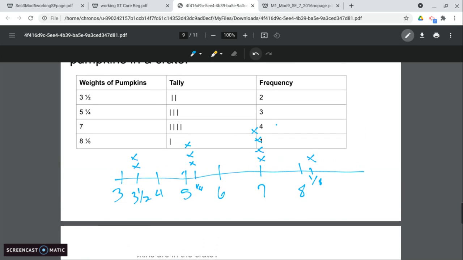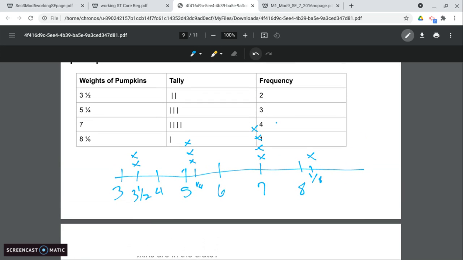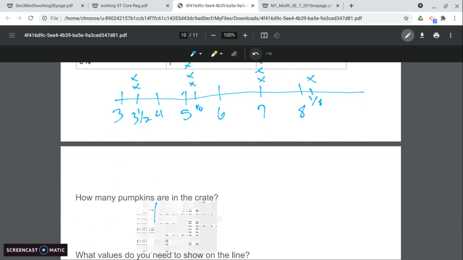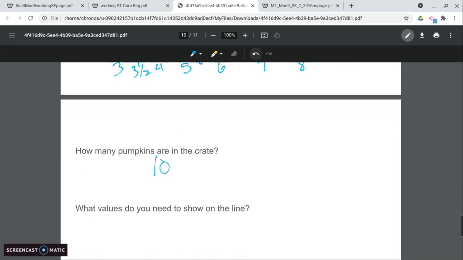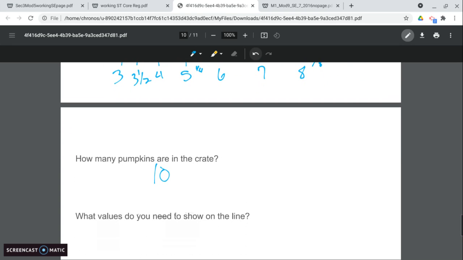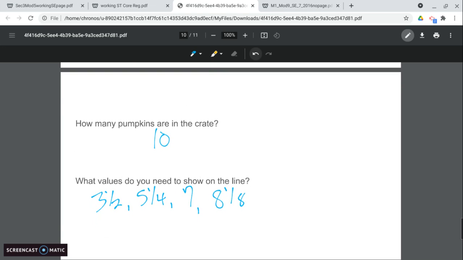So how many pumpkins are in the crate total? We've got 2 plus 3 is 5, plus 4 is 9, plus 1 is 10. So there are 10 total. We can also count the X's. What values do you need to show on the line? Well, we need to have the 3 1/2. We need to have the 5 1/4, the 7, and the 8 1/8. So we need those values specifically to show up on this.